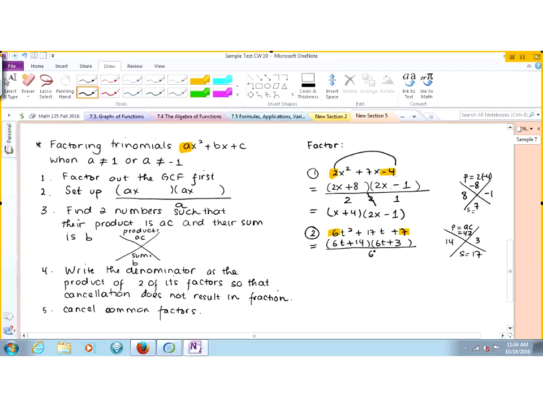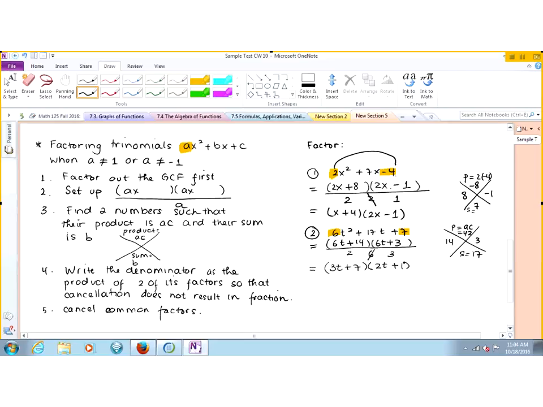Now, I will split up the 6. And I want to do it so that it doesn't result in a fraction when I divide. 2 and 3, not 1 and 6, right? 2 and 3. Which one gets the 2? The left side gets the 2, and this one gets the 3? Okay. So 6p plus 14 divided by 2, 3p plus 7, times 2p plus 1. Yes. That's it.